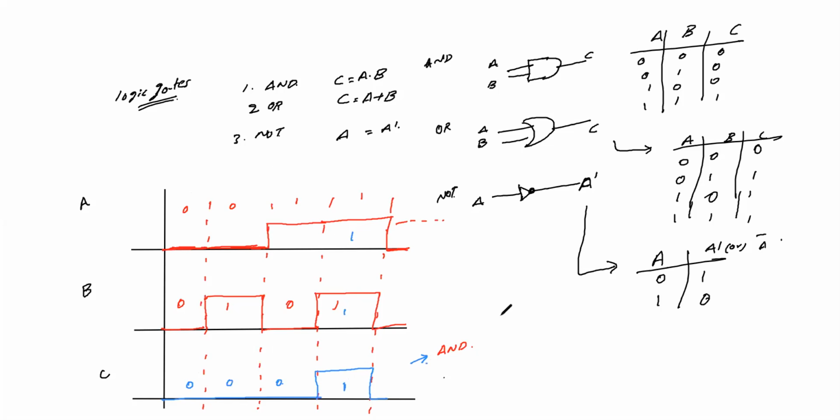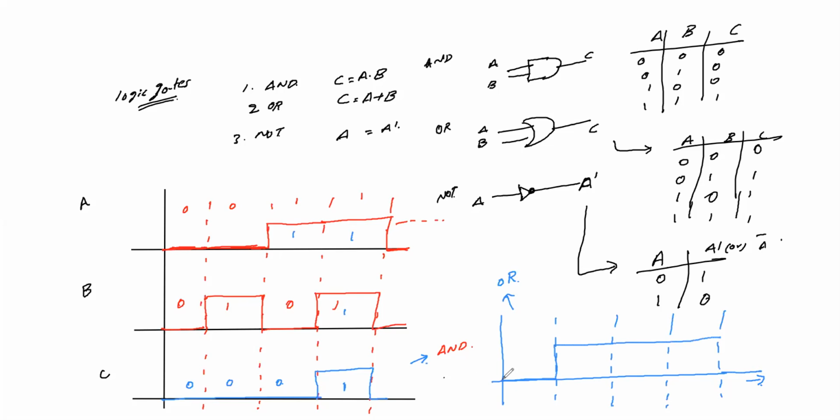Same thing, we'll see for OR. I'll split like this into four sections, and it is a continuous one like this. For OR, either one should be true. So if you see here it is 1, and here it is 1, and here it is 1, the output pulses will be like this: 0, 1, 1 and 1. So this is your output for the OR gate. These are your signals. Please take it.